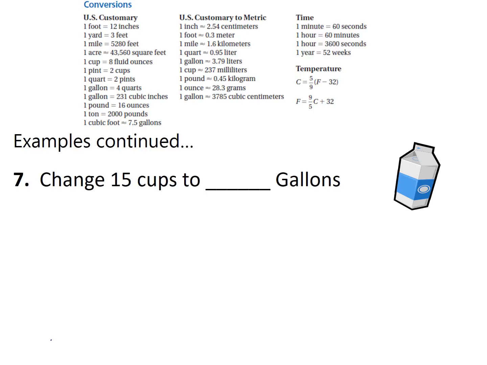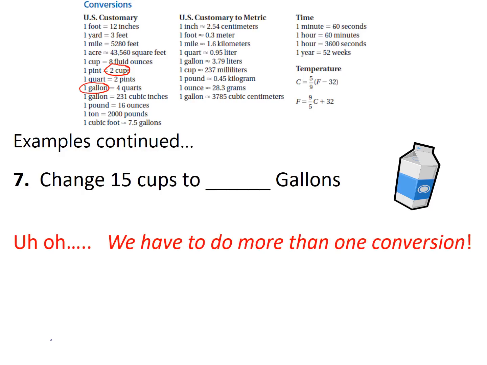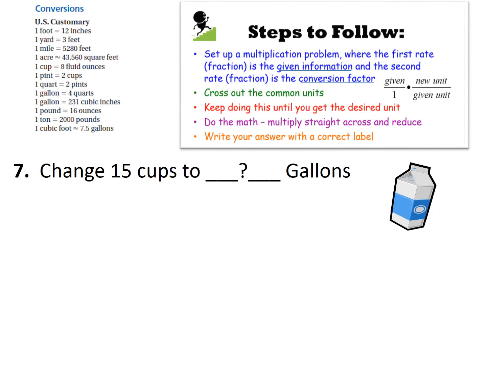So 15 cups to gallons. There's a couple of gallons ones, a couple of cups ones, but we notice here, those are the cups and gallons ones. But I have a problem. We have to do more than one conversion, right? I can't go straight from cups to gallons. So I've got a problem there. So let's work on that.